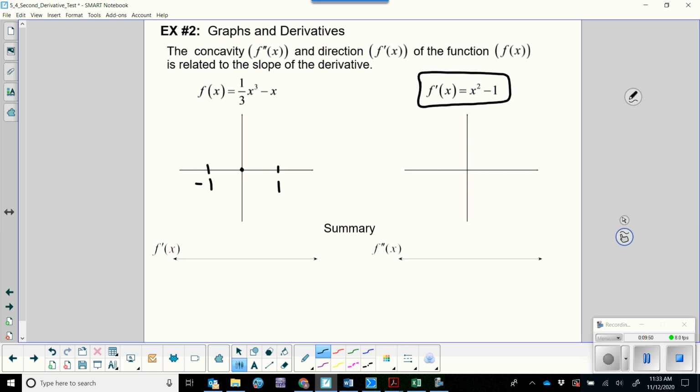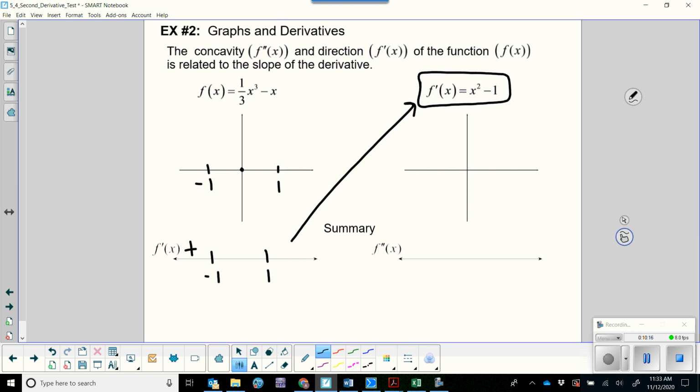So let's look at what that tells us by looking at the derivative. We're going to use this sign chart here. We know that the derivative equals 0 at negative 1 and 1. So if we look at f prime, that derivative function, and pick a number less than negative 1, like negative 2, we're going to get positive here.